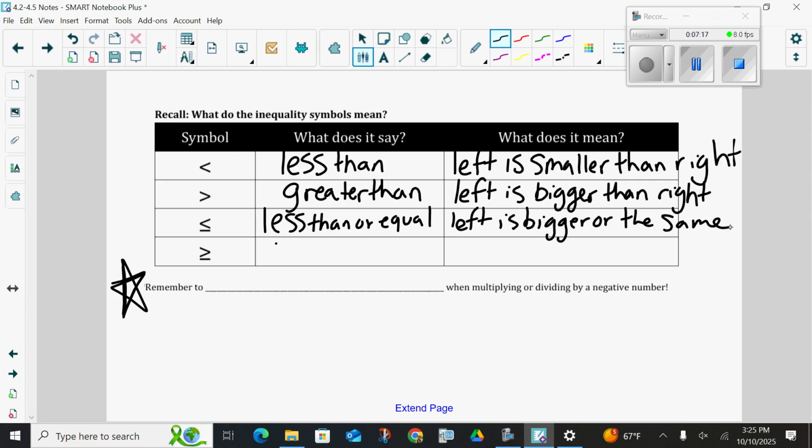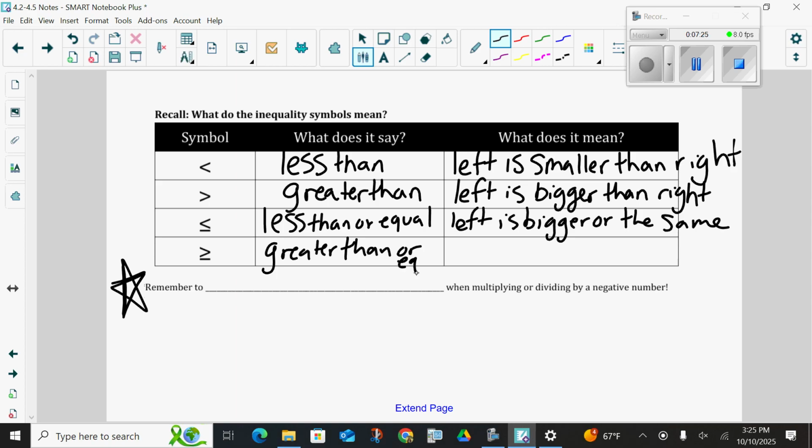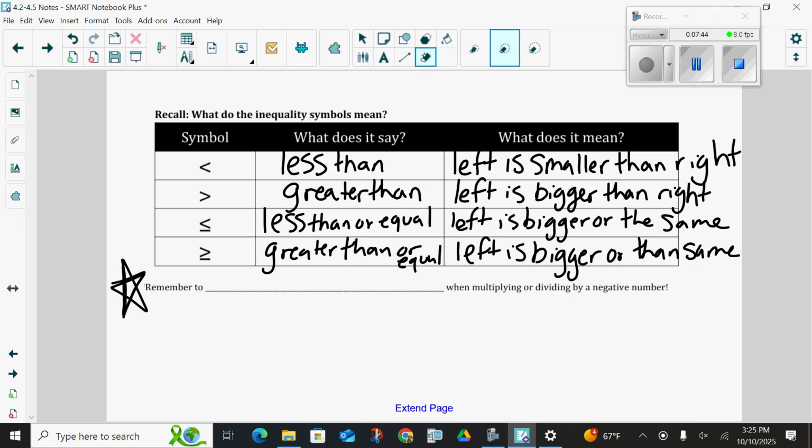And our final one is greater than or equal to. Which means our left side is bigger or the same as our right side. Sorry, I think I wrote bigger for our less than. If you caught that, good for you guys. This should be smaller.